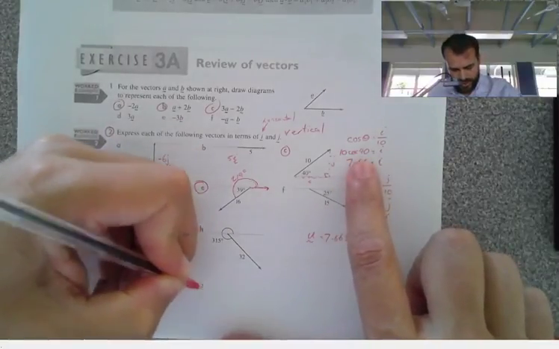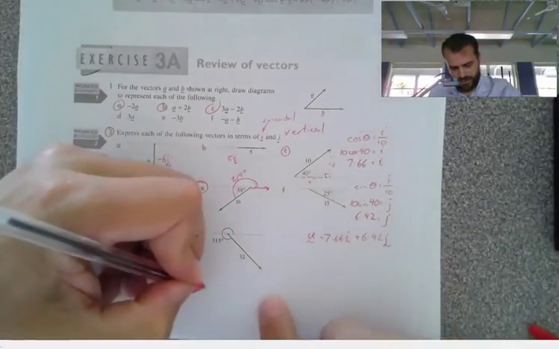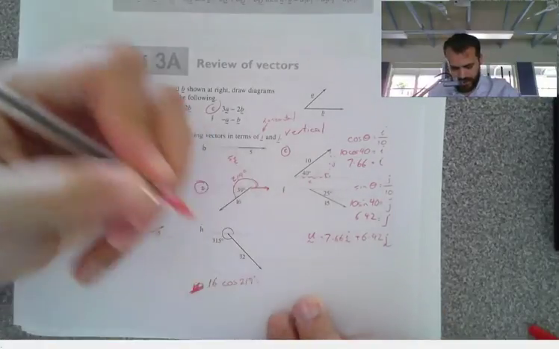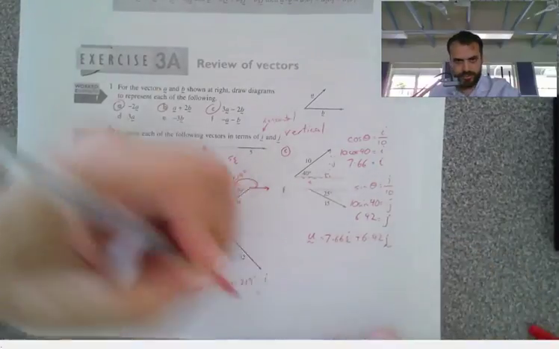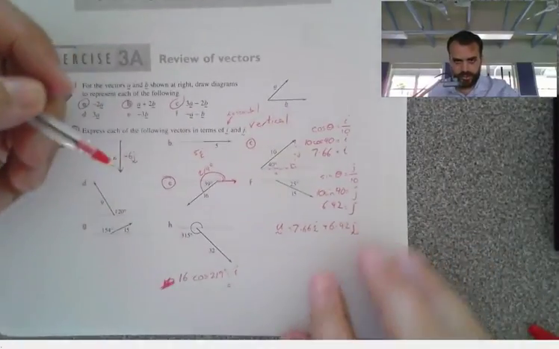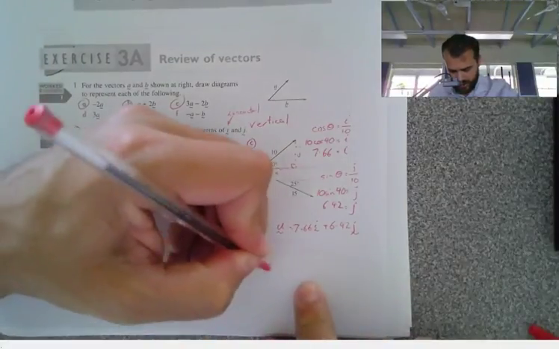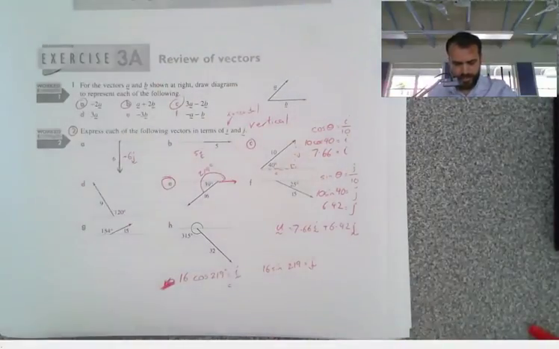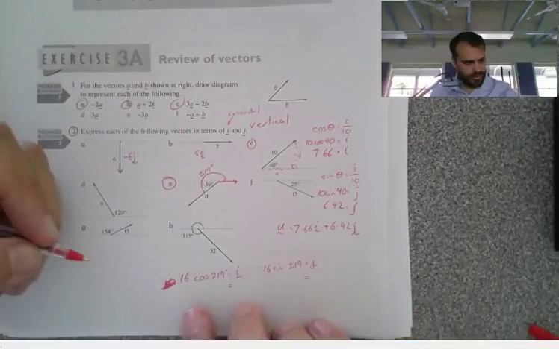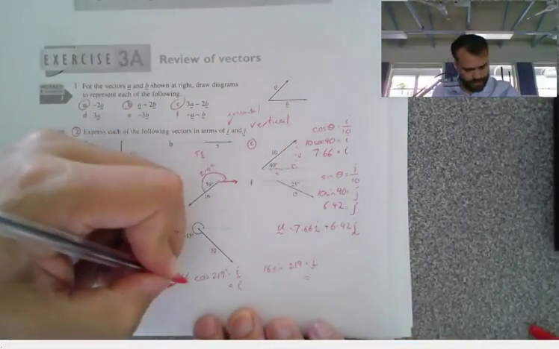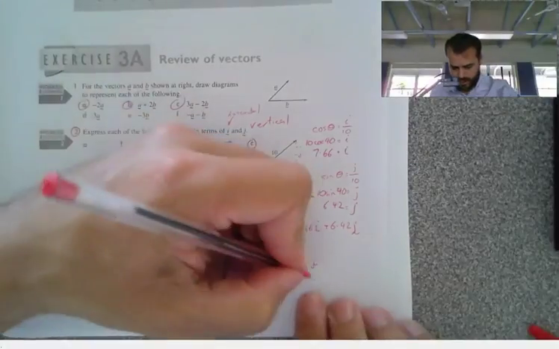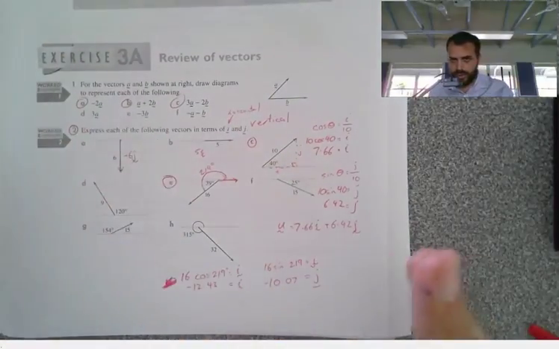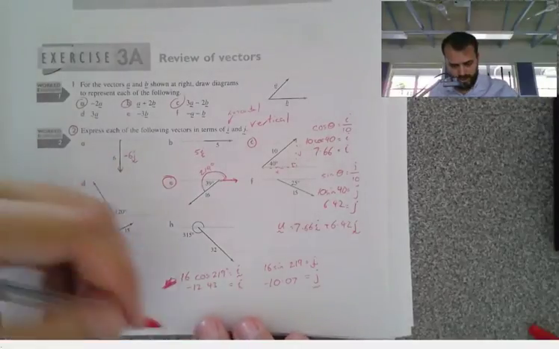If I go through my working again, I can just start from my formula here. The magnitude is 16 this time. 16 cos 219. That will give me my i component. I won't put this in the calculator till the end. And then we've got 16 sin 219. That will give me my j component. Calculator. That gives me two values. i is negative 12.43 and j is negative 10.07. So all up, we can finish by putting this vector in component form.